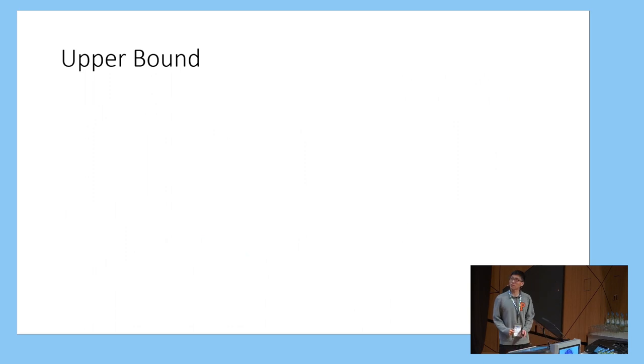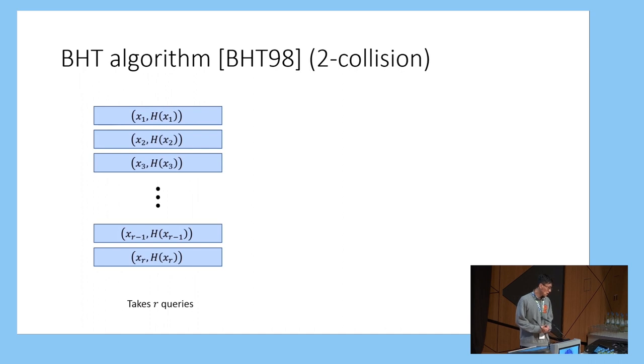Okay, so let's look at the upper bound. Let's recall the BHT algorithm for 2-collision. For simplicity, this function is a 2-to-1 function. The first step is to construct a database of R entries. The algorithm basically just makes R random classical queries to construct a database of entries xi and h of xi. This is the first step.